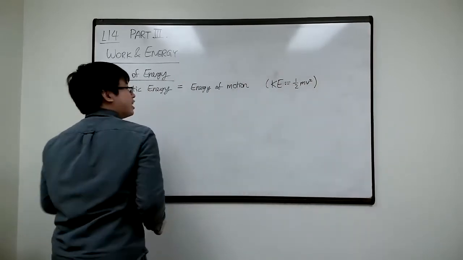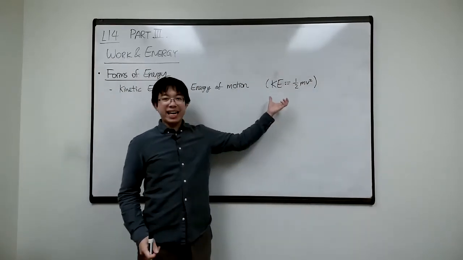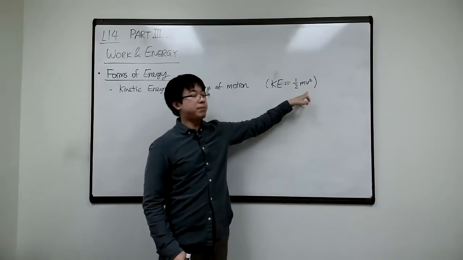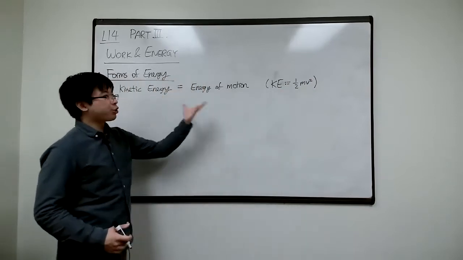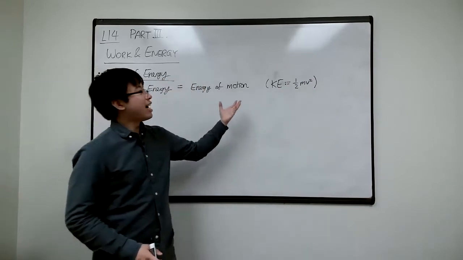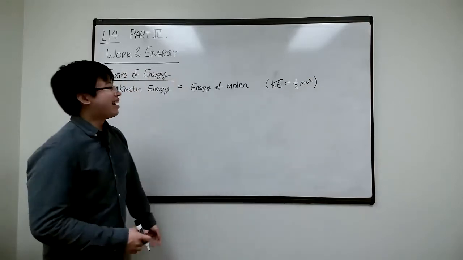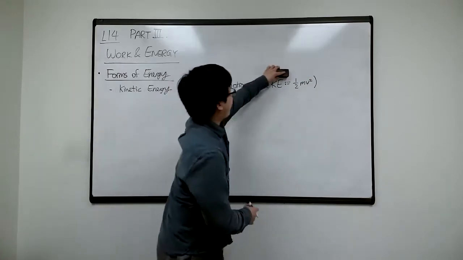Okay. So when will you have kinetic energy? The key bit is speed. If you have speed, you have kinetic energy. So it's the energy of motion. If you're moving, you have kinetic energy, unless you don't have mass. Good. So that is the first type.